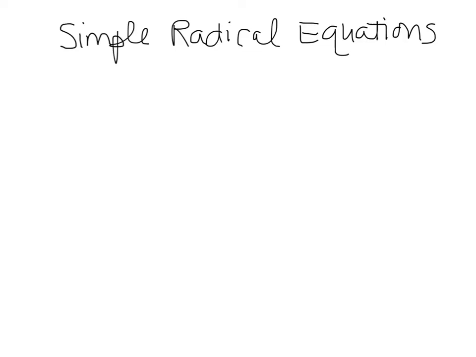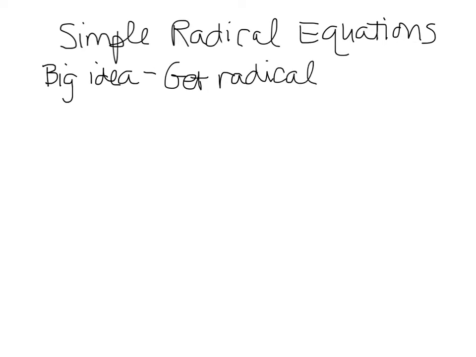Simple radical equations really are fairly simple. If you remember the big idea, in general, and occasionally it's a little more complicated than this, get the radical alone on one side of the equation, because everything can follow from that. That's really step one in almost all of these things.